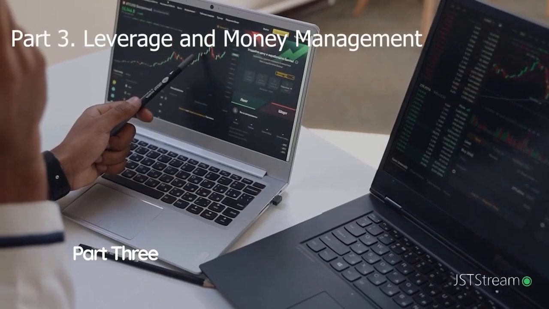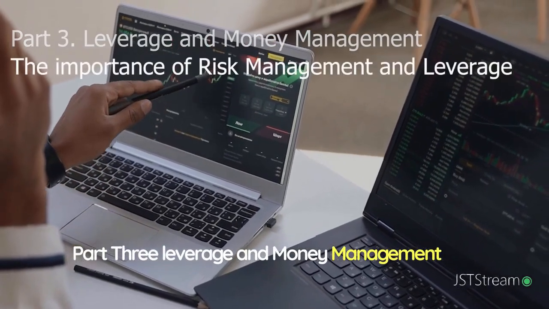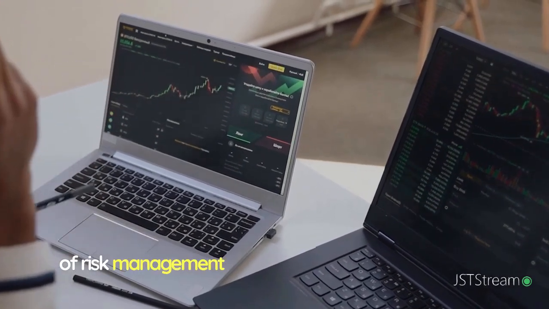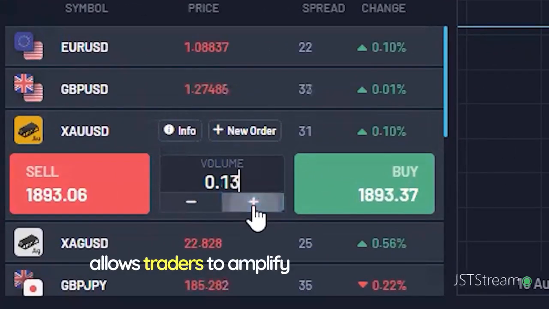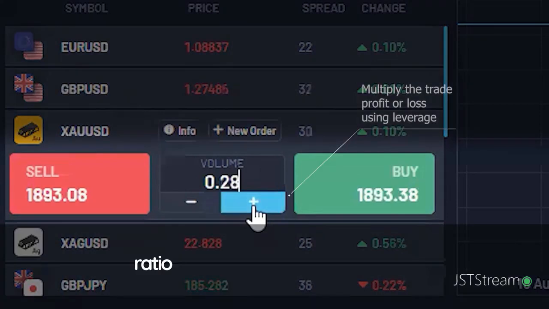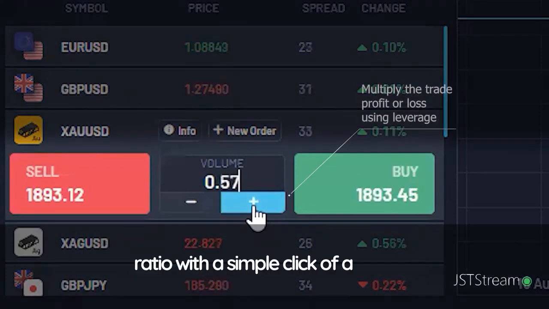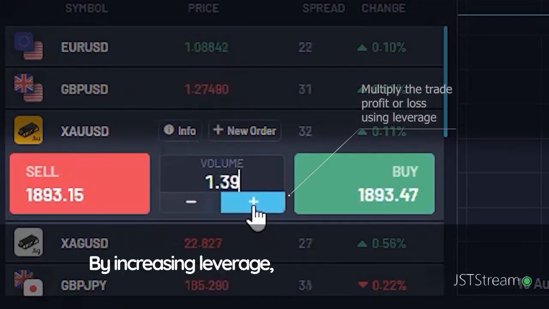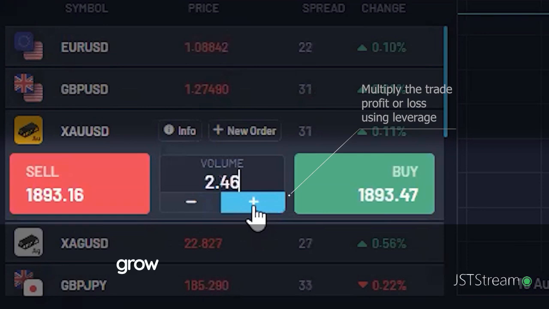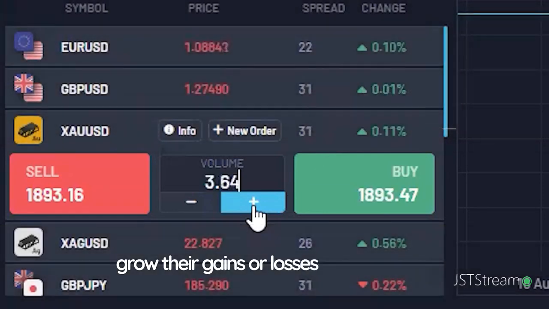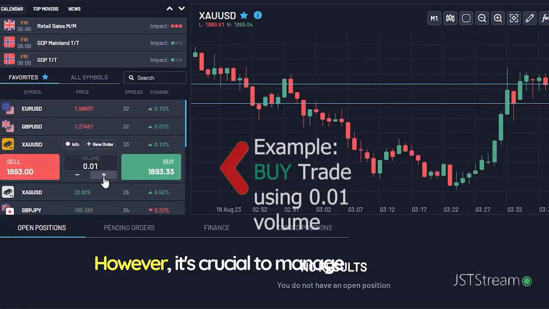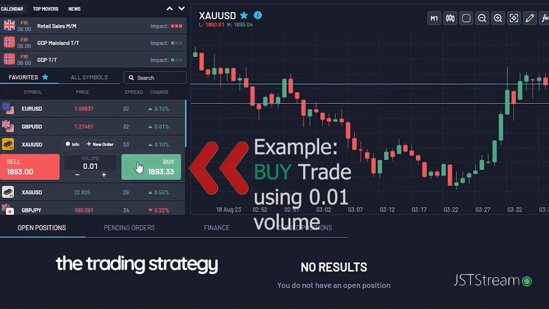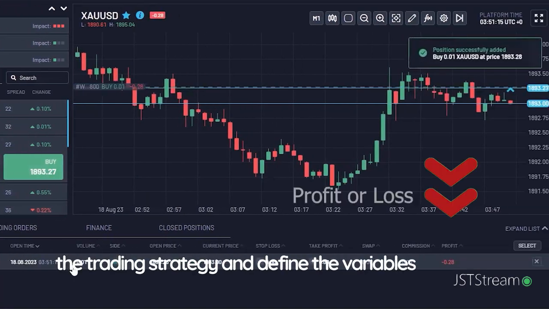Part 3. Leverage and money management. The importance of risk management and leverage. In trading, leverage allows traders to amplify their risk and reward ratio with a simple click of a button. By increasing leverage, traders can potentially grow their gains or losses exponentially. However, it's crucial to manage risk based on the trading strategy and define the variables carefully.